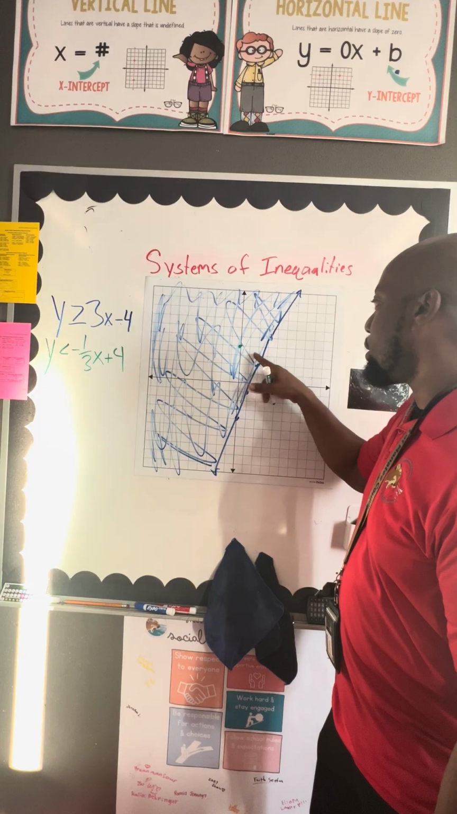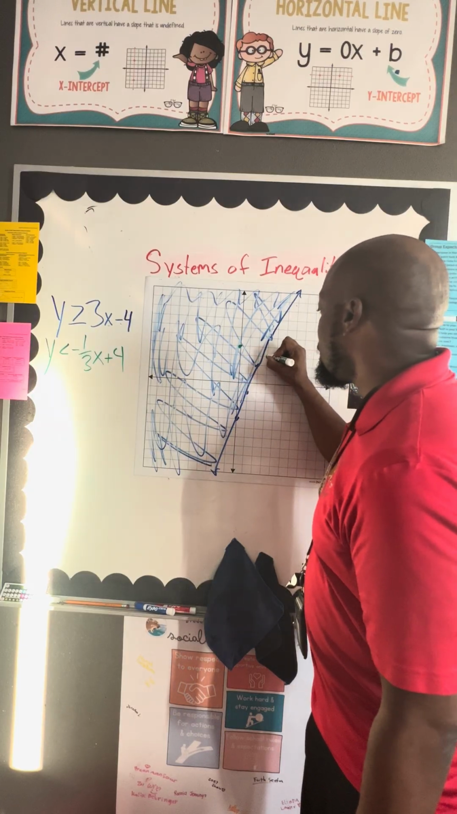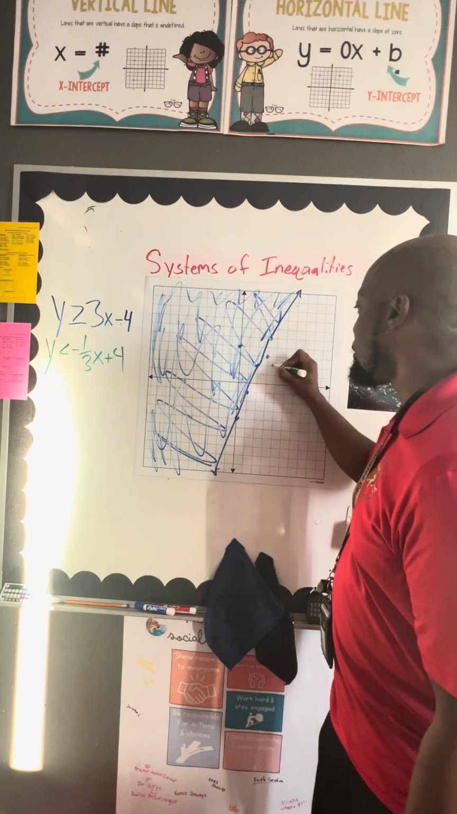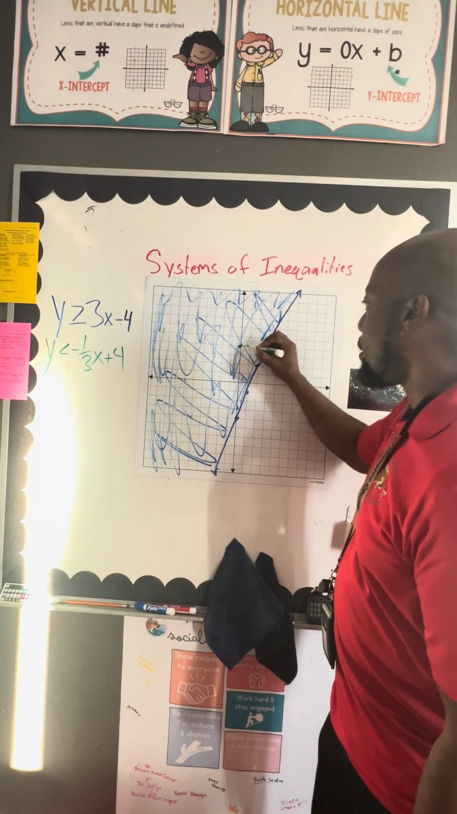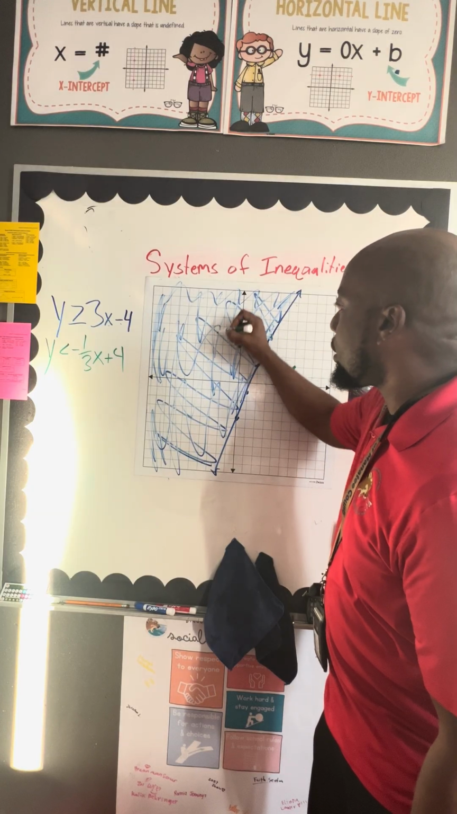It's down 1 over 3, down 1 over 3. I could also go up 1 over 3 this way.